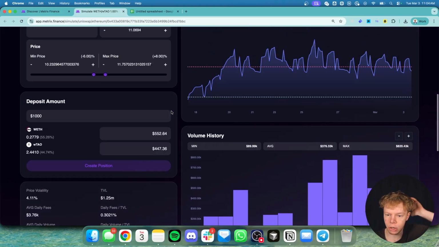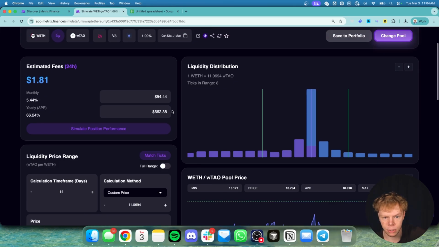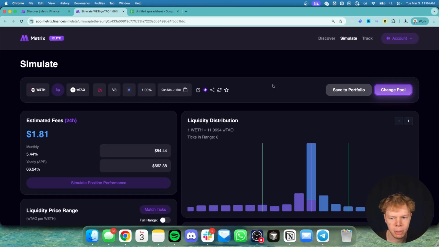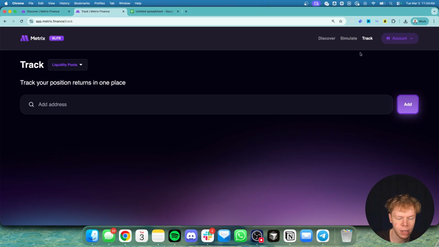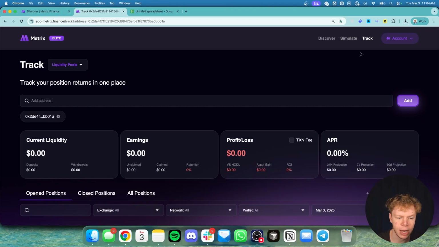And there's lots of other things that you can do on Metrix Simulate, but that's all that I'm going to show you for now, just because I don't want to spend too much time on this. And then once you enter into the liquidity pool, you can actually track your performance directly on Metrix by simply throwing in your wallet address.